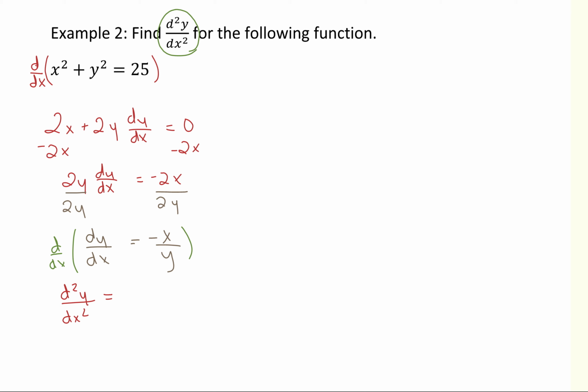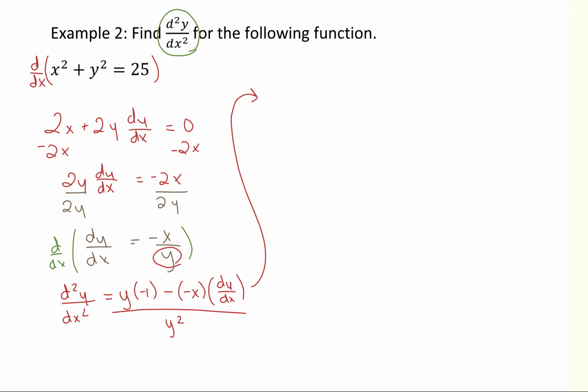So we are going to use low d high, so the low function is y. The derivative of the high function is negative 1 minus the high function, which is negative x, times the derivative of the low function, dy dx, all over the low function squared. So putting this together a little more neatly, our second derivative is equal to negative y plus x times dy dx, all over y squared.